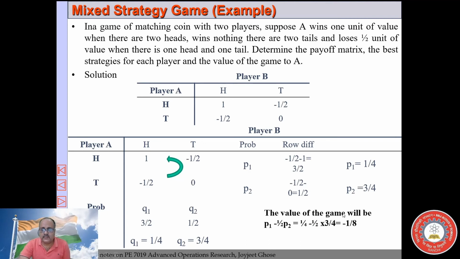Now minus 1 by 8 means, all of you may have a doubt that A will always lose. No, A will not always lose. In this particular game, you can see that B stands to gain 1 by 8 and A stands to lose 1 by 8. Now this does not mean that A will always lose, and this does not mean that B will always lose. These are basically probability calculations.